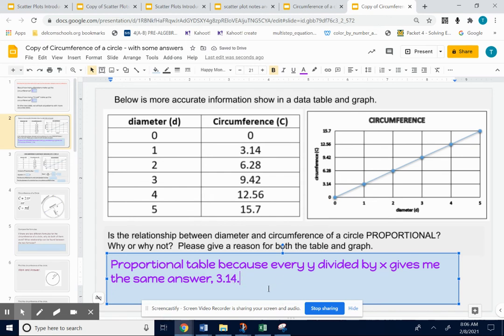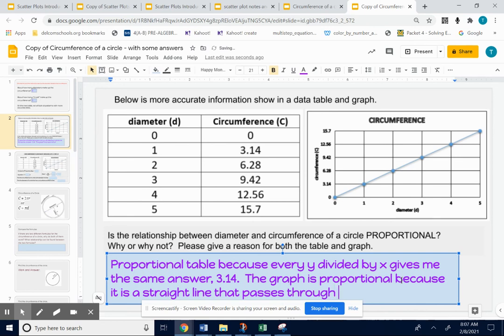The graph is proportional because it's a straight line. You remember, for a graph, it's got to be a straight line, and it is. That goes through the origin 0, 0. So that is a proportional graph. The graph is proportional because it is a straight line that passes through the origin. Be familiar with that word, origin.